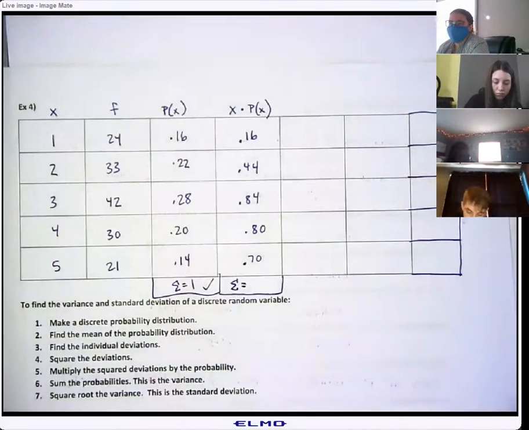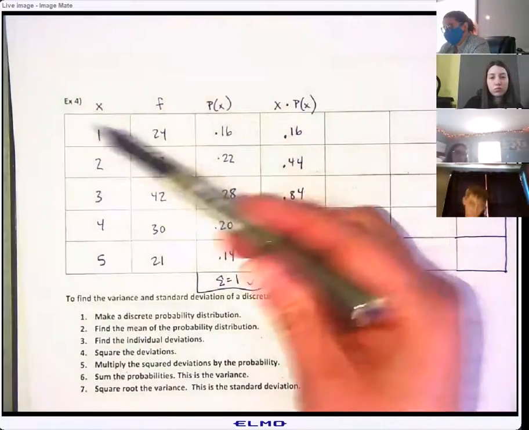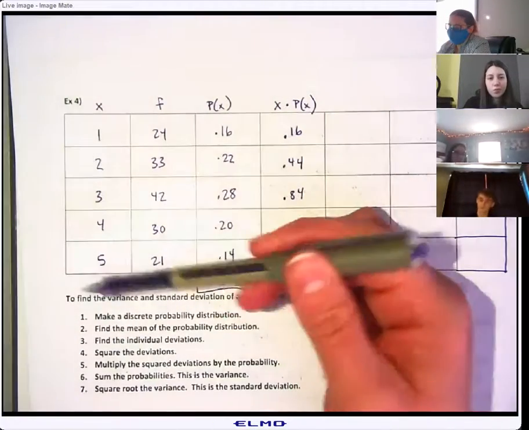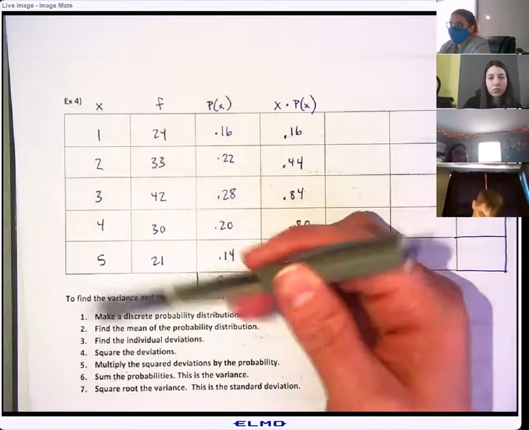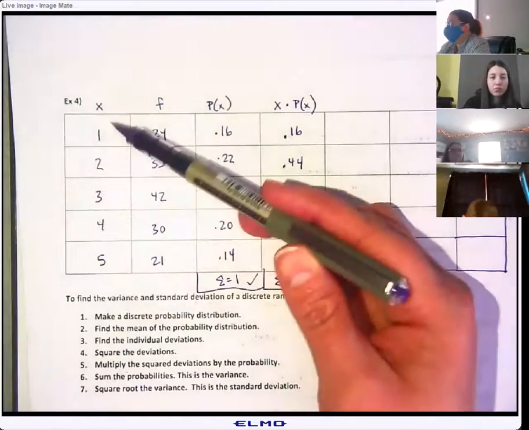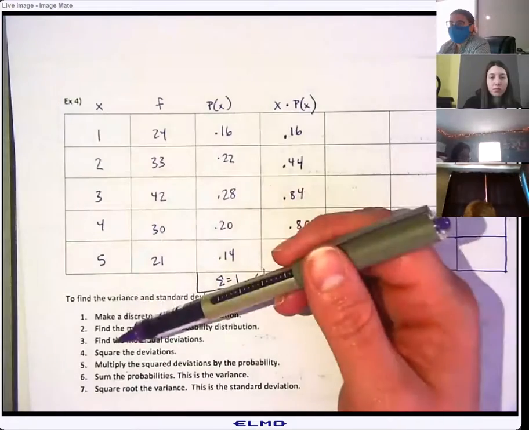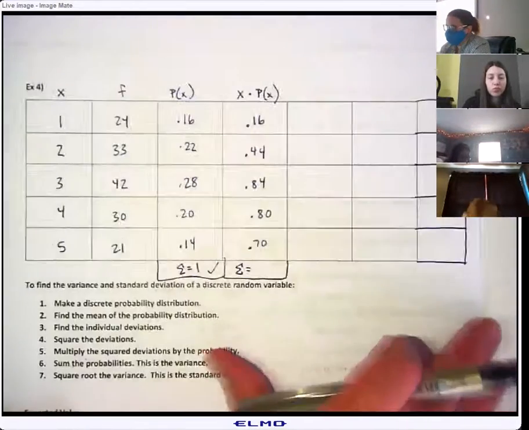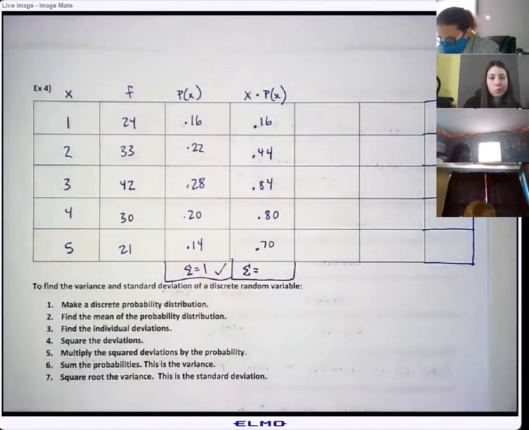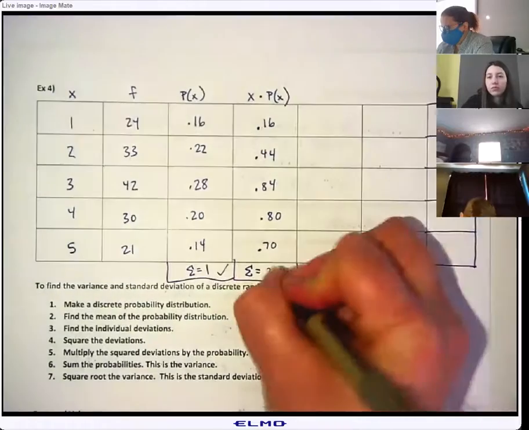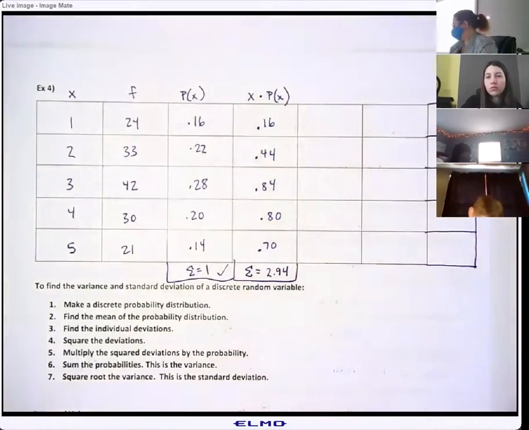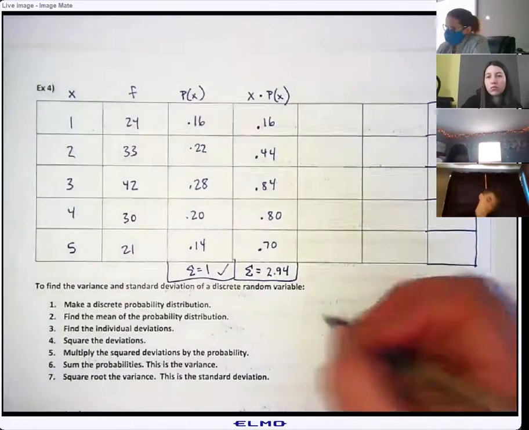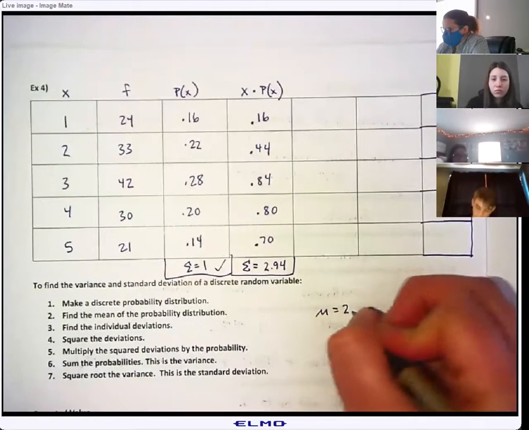Now, before I add them all up, look at me really quick. What's a reasonable answer for the mean of these numbers? Is 0 reasonable? No, because it's somewhere between 1 and 5, right, for an average. So if you get something like 8, you're definitely wrong. Or 1,000,000, you're wrong. You guys get 2.94? So the mean is, we're going to call it 2.9.